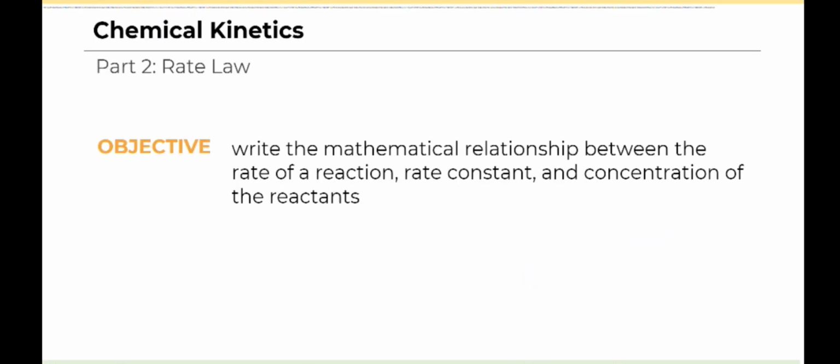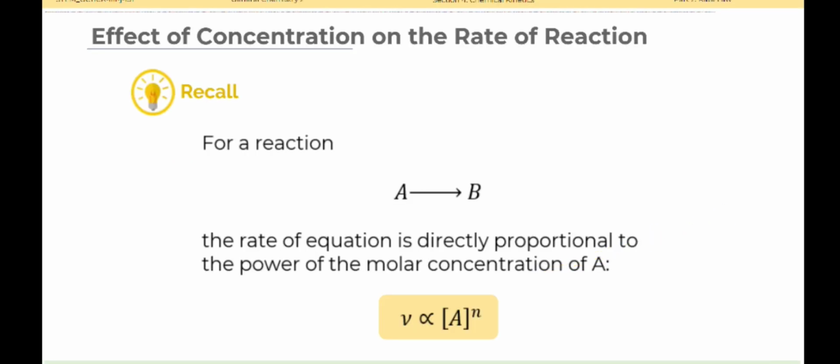And now, let's begin. In this lesson, we will write the mathematical relationship between the rate of reaction, rate constant, and concentration of the reactants. For a reaction A forming B, the rate of reaction is directly proportional to the power of the molar concentration of A. It implies that the reaction takes place at a higher rate when the reactant concentration is higher.